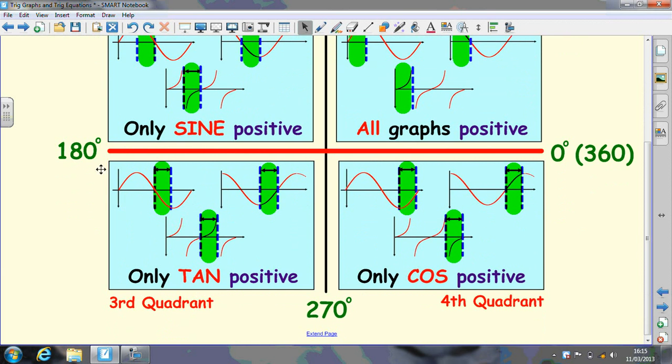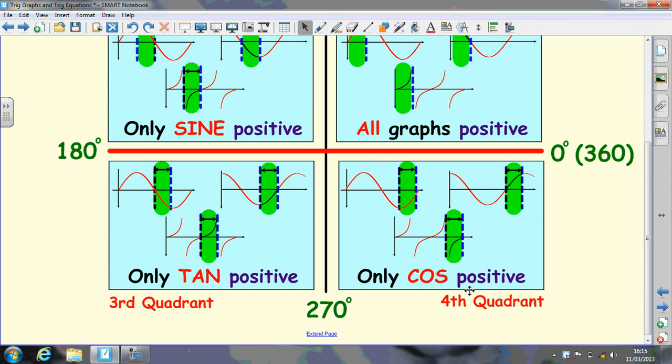In your third quadrant, between 180 and 270, that's again why we've got this here. If you look at all the graphs, the sine wave is negative here, between 0 and negative 1. The cosine wave is also negative. That's between 0 and negative 1 here, down this bit. But the tan graph is positive. It's got values going up like this. So only the tan graph is positive in this quadrant.